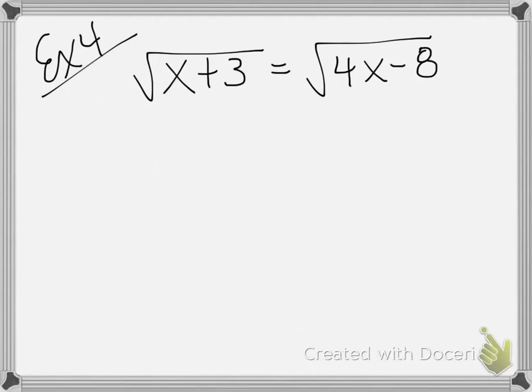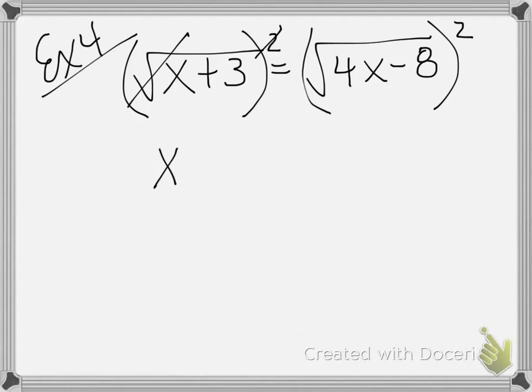All right, what if I have square roots on both sides? This is much easier than it may look when you first look at it. How do I get rid of the square root? I square it. So if I square one side, I have to square the other side. So on the left side, the square cancels the square root, leaves me with x plus 3. On the right side, the square root and the square are canceled, leaves me with 4x minus 8.